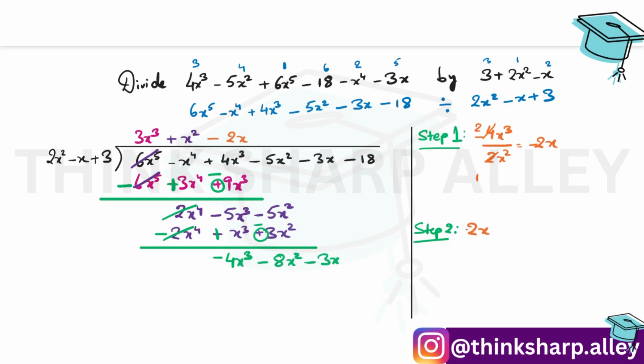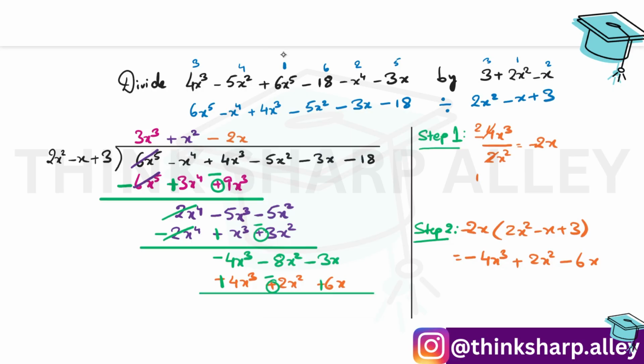Step 2, with minus 2x, I'm going to multiply 2x squared minus x plus 3. I hope my minus is visible. So I'm getting minus 4x cubed plus 2x squared minus 6x. I'm going to write this down over here under the proper column and change signs. This becomes plus, this becomes minus, and this becomes plus.